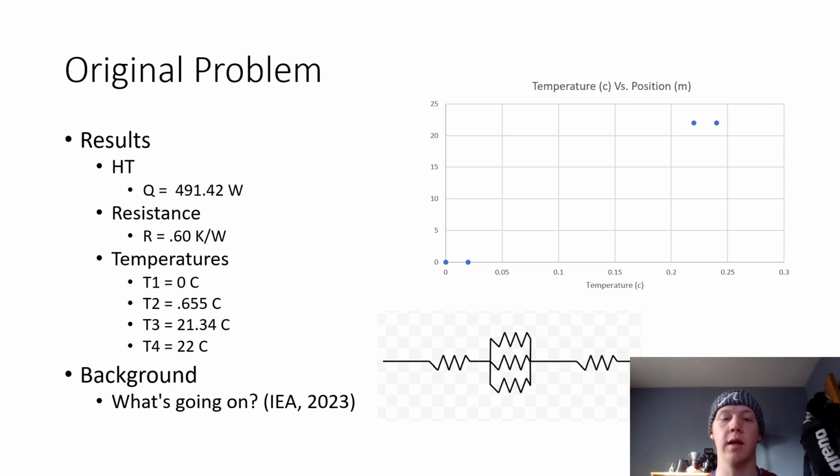I decided to calculate heat transfer and resistance. The resistance I got was 0.6 kilowatt hours. The heat transfer I got was 491.42 watts. The temperatures at each position I got were 0 degrees Celsius, 0.655 degrees Celsius, 21.34 degrees Celsius, and 22 degrees Celsius. This was because the temperature change was 22 degrees Celsius, so I got to pick two values, so I chose 0 and 22. As you can see, I decided to plot temperature versus position.